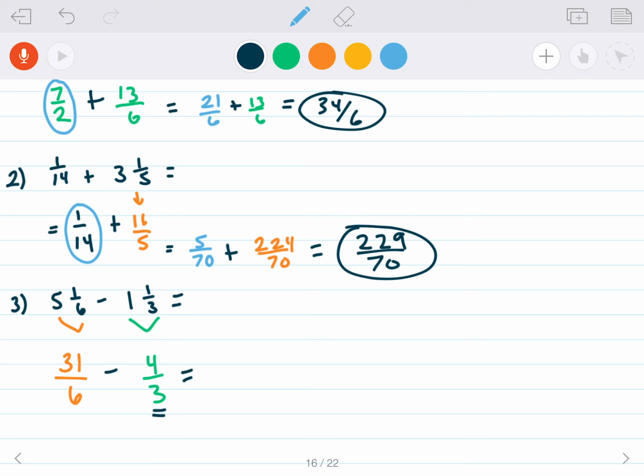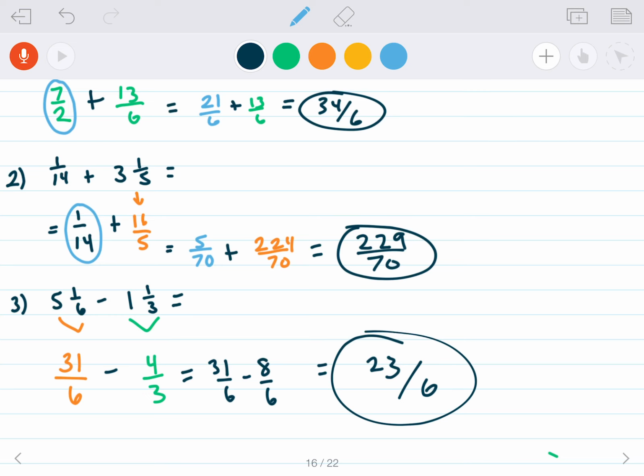Now this is a nice problem because I can change 3 to 6. It wasn't like the problem before where 14 and 5 didn't have any common multiples. But here we do. We can turn 3 into 6 pretty easily. So 4 over 3, I want to have a denominator of 6. So I better multiply top and bottom by 2 to give me 8/6. So this turns into 31/6 minus 8/6, right? And 31 minus 8 is just going to be 23. So this is 23/6. Adding and subtracting fractions. Very nice.